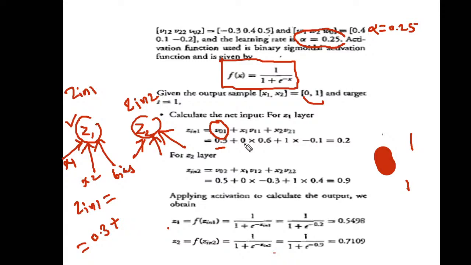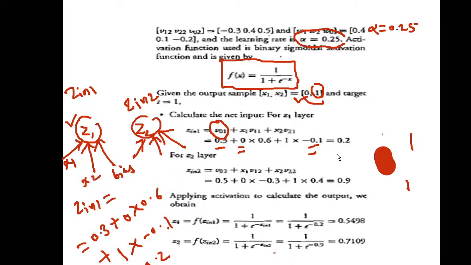Then the next weight which is coming from x1 is 0.6, but the first x1 input is what? It's 0, so this will be 0 multiplied by 0.6 plus 1 multiplied by minus 0.1, because x2 is 1, and it is connected by weight minus 0.1. And this total will be what? 0.2. If you want to check it, we can check it.